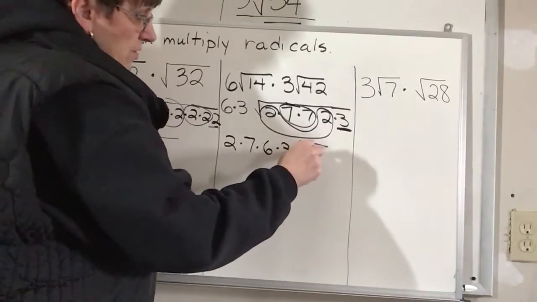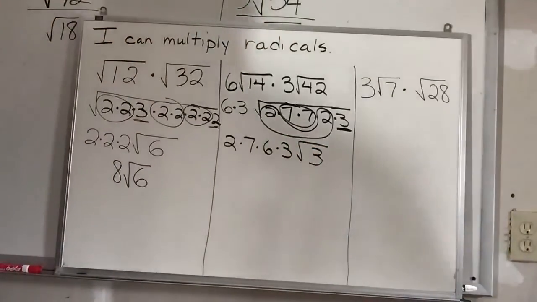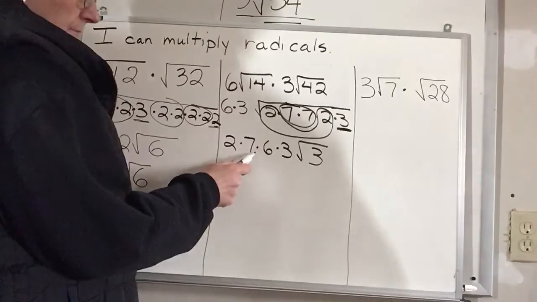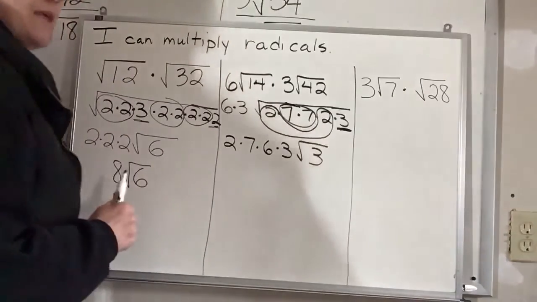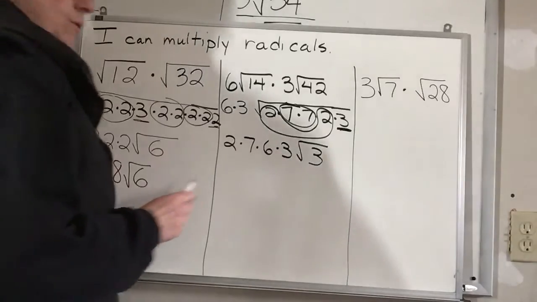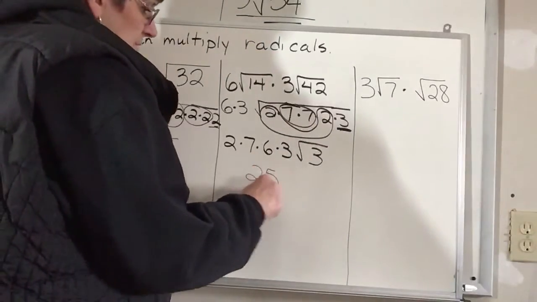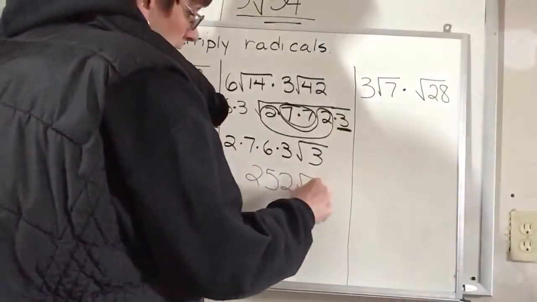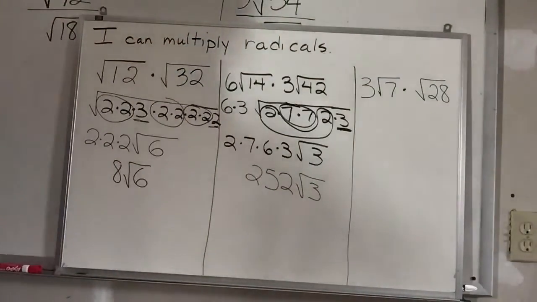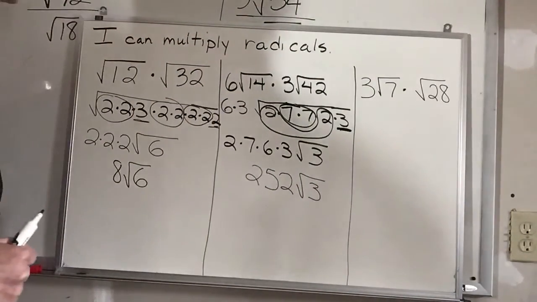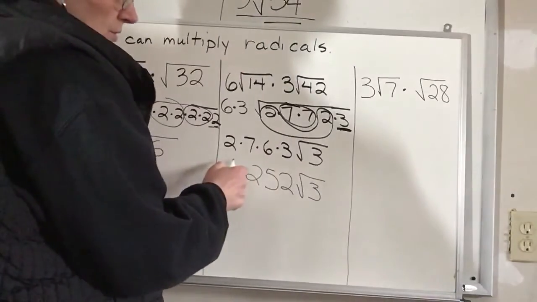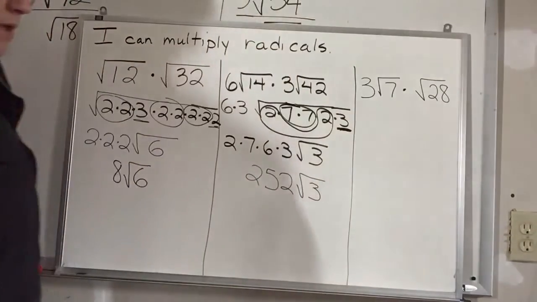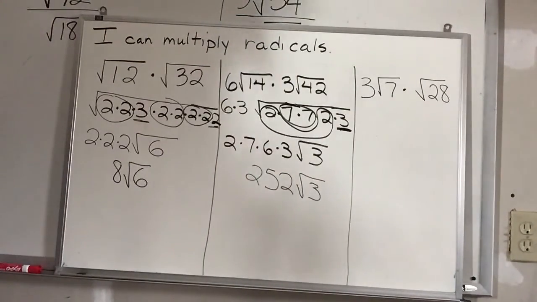I don't know if I'm prepared to do that. Let's see, 42 times 2 is 84, and 3 times 84, 240, 252, I believe. Yes. So 252 multiplied by the square root of 3 is as simple as that radical can get.